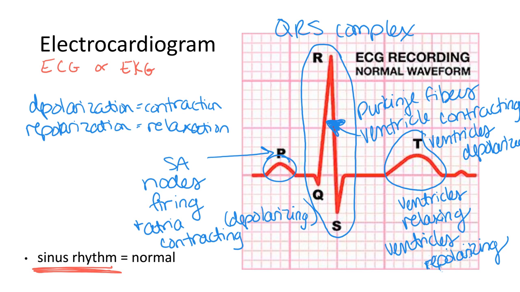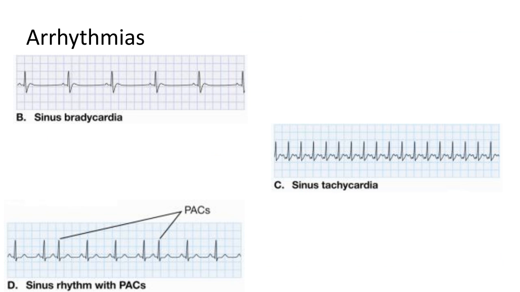So this is what we should see happening when, like I said, we're in that normal sinus rhythm. If we're not, we're in what we call an arrhythmia. We're going to look at some examples of arrhythmias here. We don't need to have them all memorized or anything. We're just looking at some examples and getting a feel for how the ECG could change.